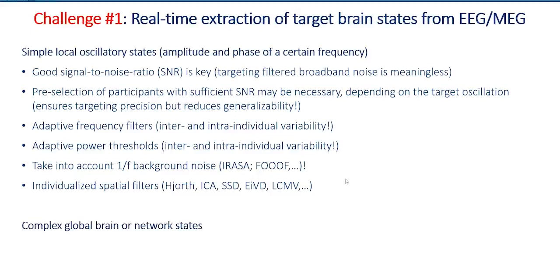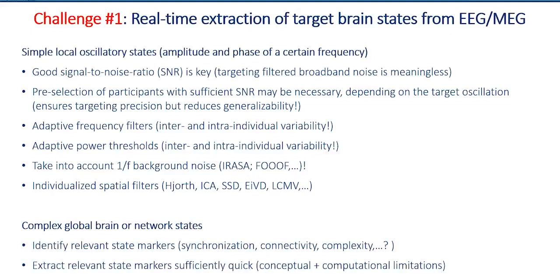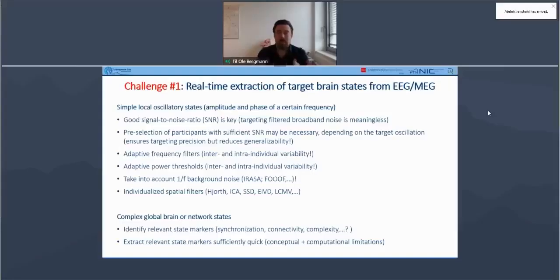It's a bit more complicated for more complex global brain states or network states when you consider synchronization between regions, connectivity, complexity indices, and so forth, because there are a few conceptual and computational limitations. Most of the computational limitations we will be able to meet with stronger computers, but the conceptual ones are difficult. Some connectivity measures require to take into account a longer time period, and then when you're done acquiring sufficiently long data strips, the brain state has already passed.